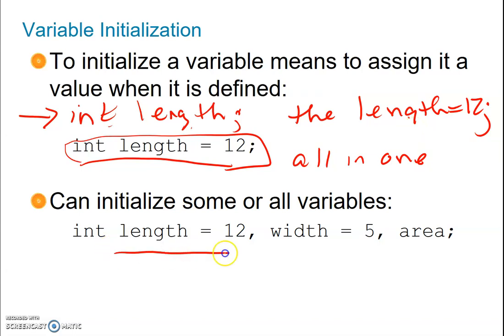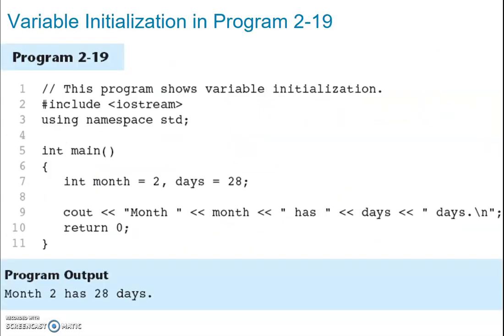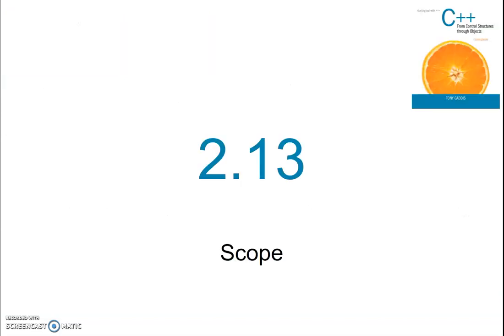I can initialize more than one item at the same time as long as they are all of the same data type. All right, so this will assign 12 to length and 5 to width, and area just doesn't get a value, okay, and that is legal. Okay, but again, I can do it as two separates, or I can do it as an all-in-one. So here we can see they have assigned month to 2, days to 28, and so this will print out month 2 as 28 days.